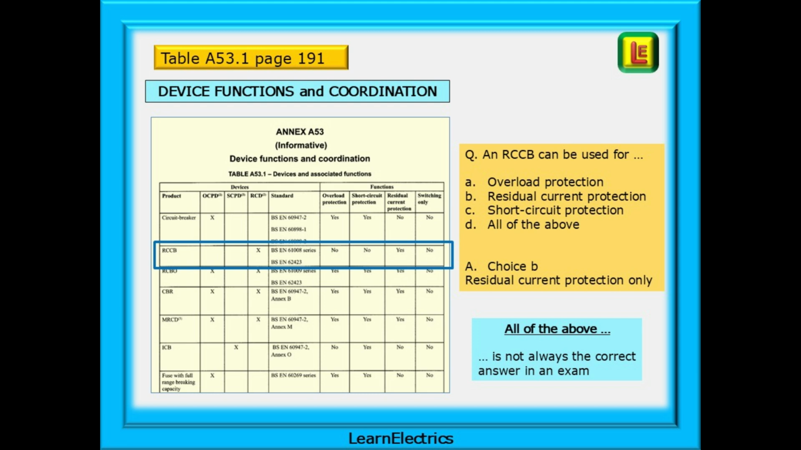Question: an RCCB can be used for, and 4 possible choices are given. Our answer should be choice B, residual current protection, as shown in the table. A useful exam tip: all of the above is not always the correct answer in an exam.